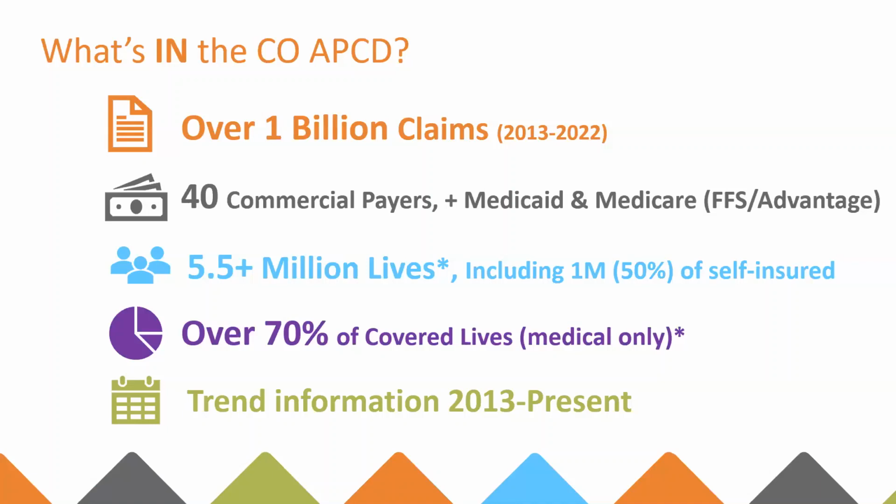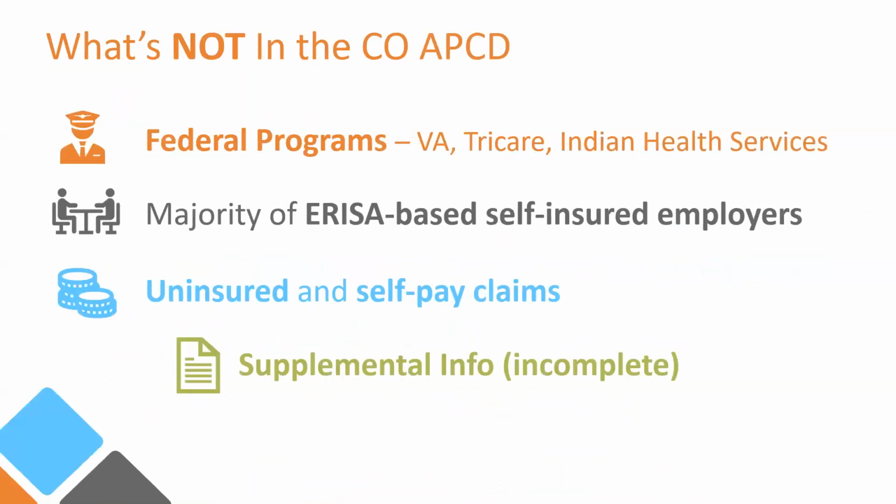We have over 40 commercial payers, plus Medicare and Medicaid. We get both Medicare fee-for-service and Advantage. That represents the vast majority, over 70% of covered lives, which is over 5.5 million unique lives in Colorado. That does include some of the self-insured employers as well. Trend information, again, is very robust. We go back to 2013, and that's the data that we're going to be showing you today.